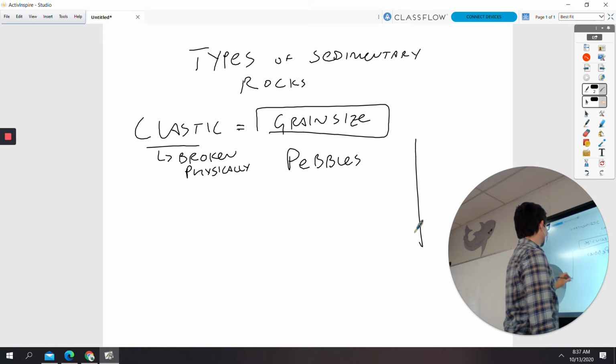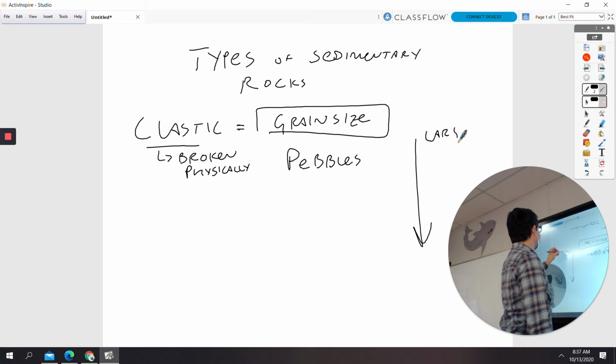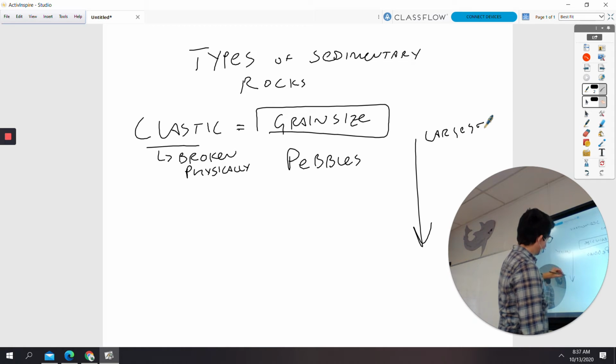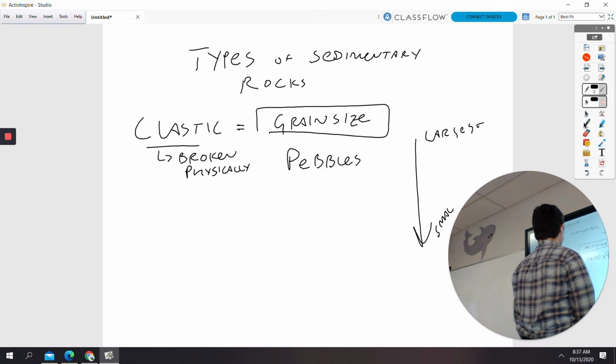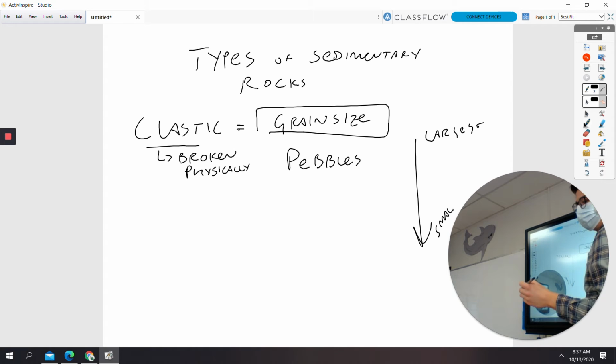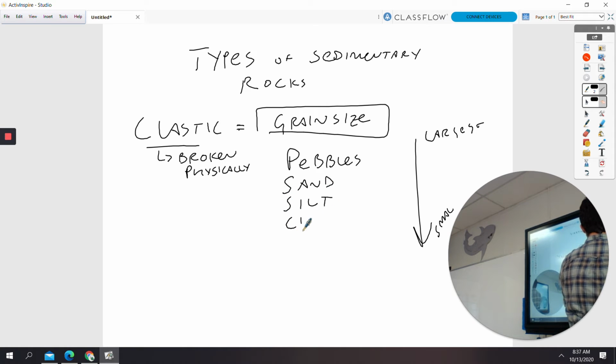So we're going to make this list from largest to smallest. I'm going to run into my picture. Oh, okay, well, whatever. Largest to smallest. So pebbles. The next sediment size lower than pebbles is sand. Lower than that is silt, and lower than that is clay.